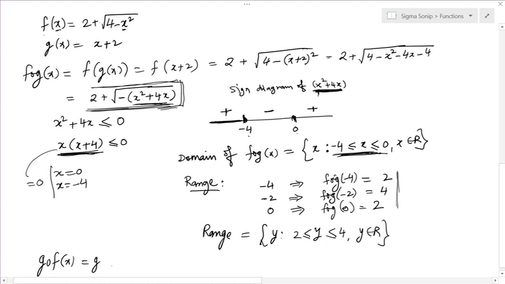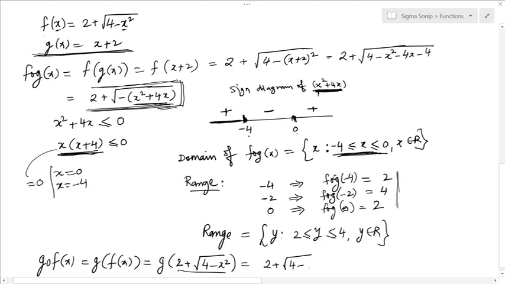That is equal to g of f x, which is equal to g of this, which again all you do is, in the g x, in place of x you write this thing. So what I get is 2 plus square root 4 minus x square, which gives you 4 plus square root of 4 minus x square.